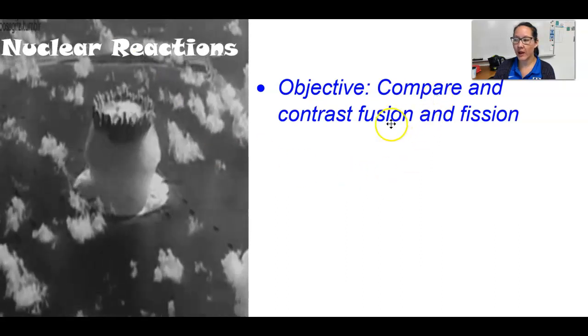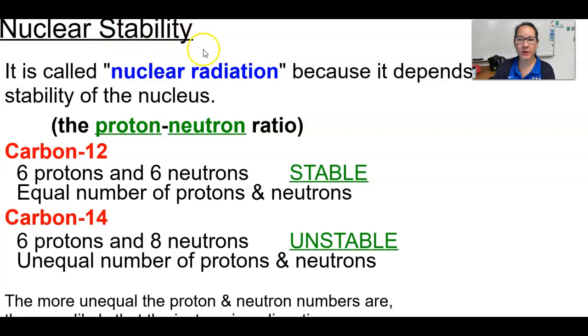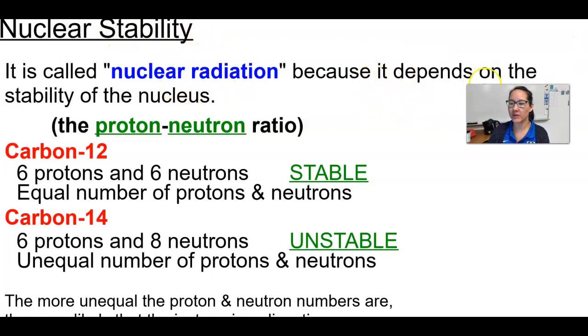Now we're going to compare and contrast fusion and fission. So first, let's talk about nuclear stability. It's called nuclear radiation because it depends on the stability of the nucleus. And this is all about the proton-neutron ratio inside of the nucleus.